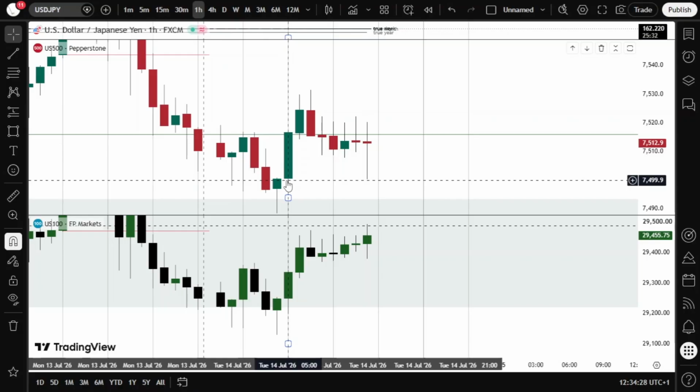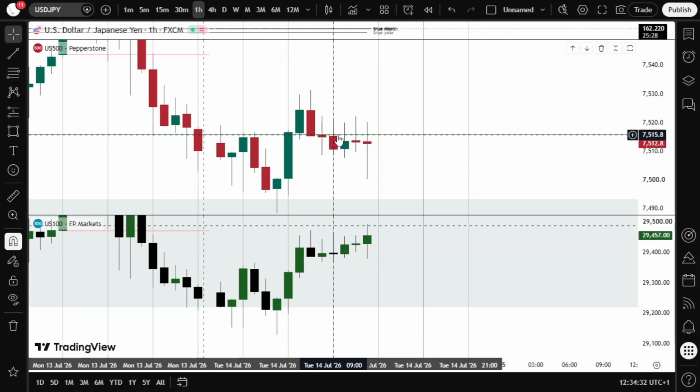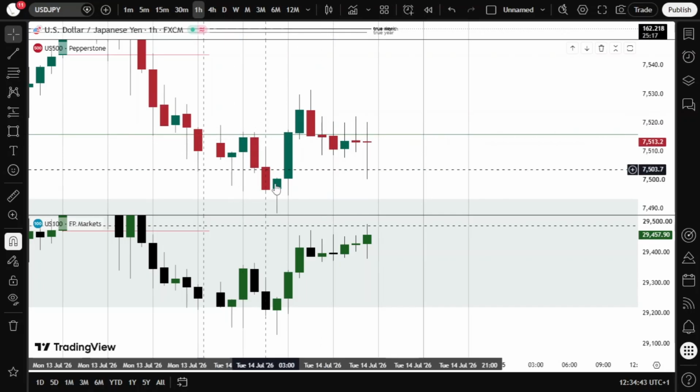So now what happened? From there, we opened here and then we closed around here. So when we close around there, we're basically closing above the opening price of this 4 hour candle over here.